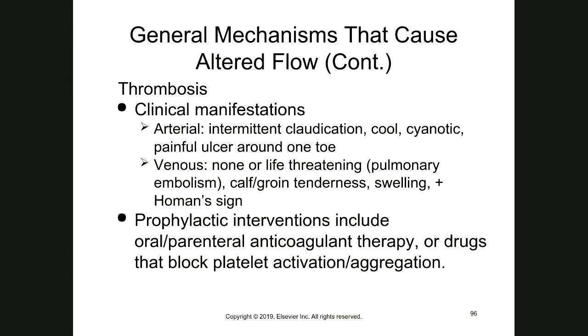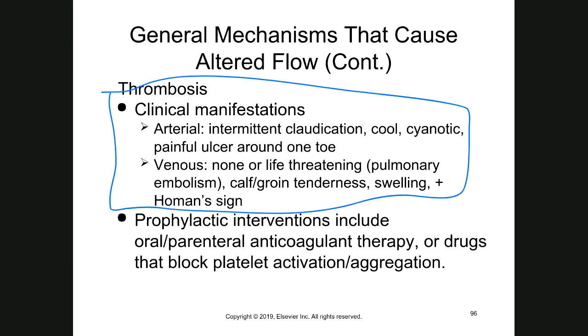The clinical manifestations are also important for me. Be careful with the clinical manifestations right now. That is where I will try to build that particular question in your test. Arterial: intermittent claudication, a cool, cyanotic, painful ulcer around one toe. The venous one: no life-threatening pulmonary embolism, calf tenderness, swelling, and Homans sign, which I will explain later. But be careful with those manifestations in the arterial and venous systems, okay? Moving on to the next one.